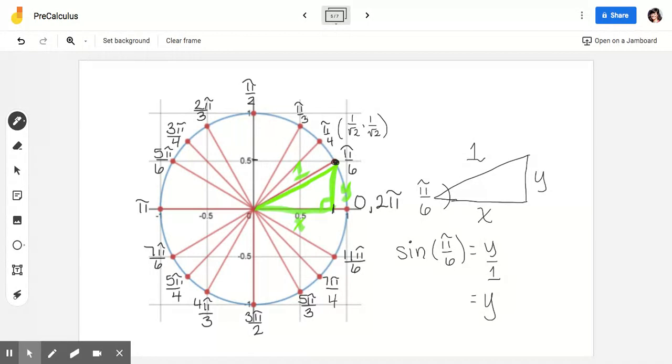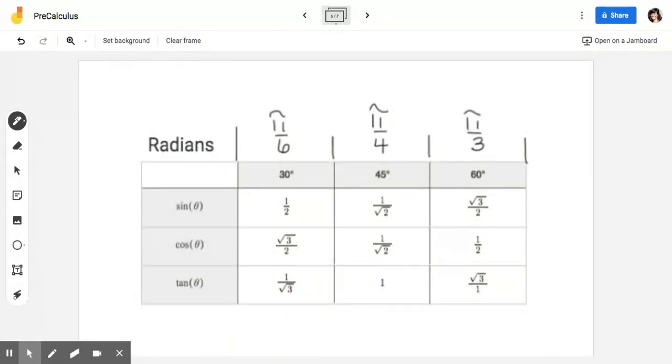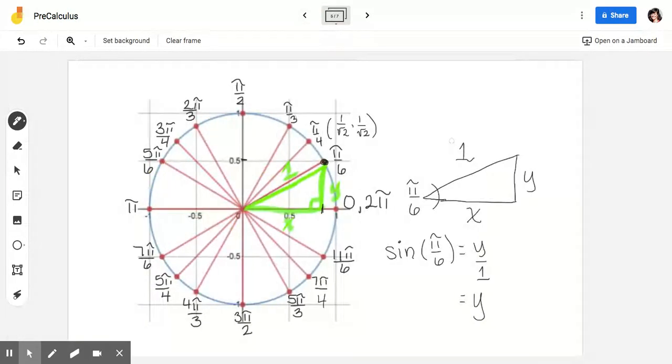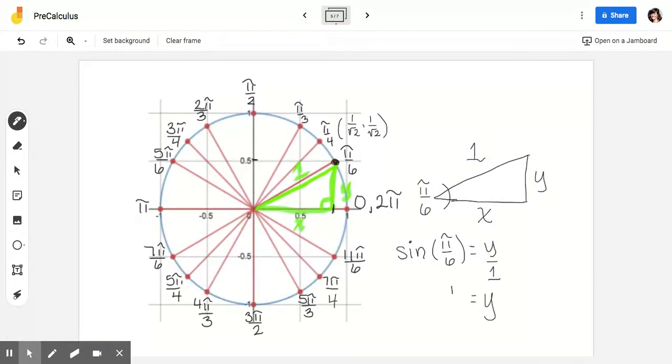And the sine of pi over 6, this is where things get a little crazy. People put it in their calculator. It might not give you an exact answer. But if you remember when we did the special right triangles, we made this table, and the sine of pi over 6 is 1/2, which was our guess. So it seems like we were probably on the right track.